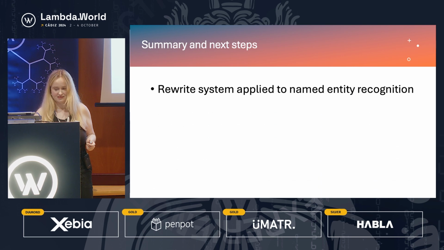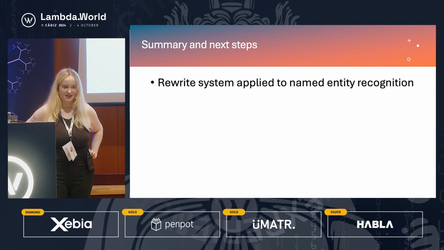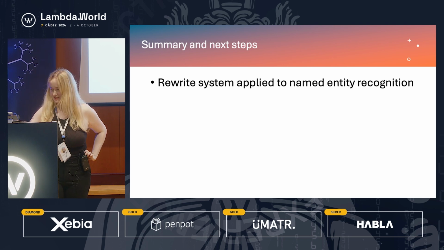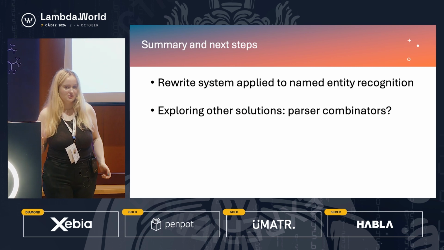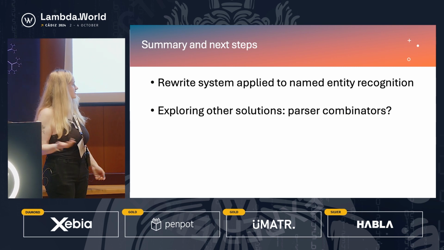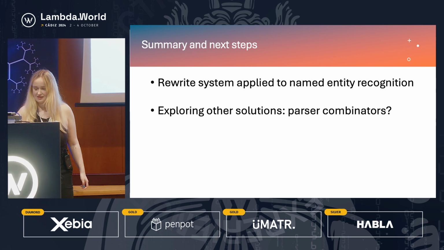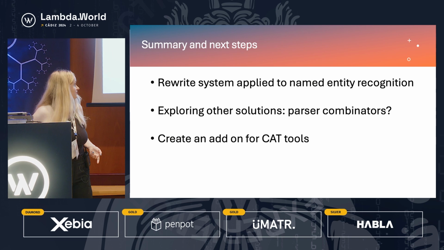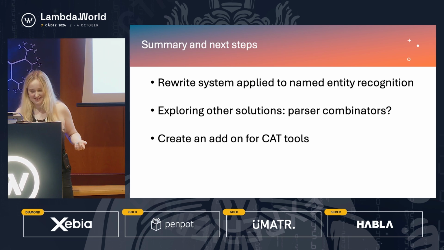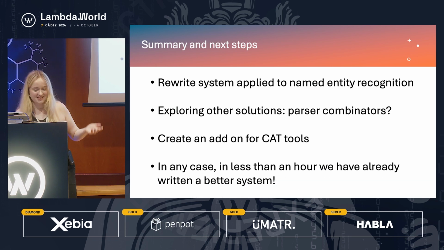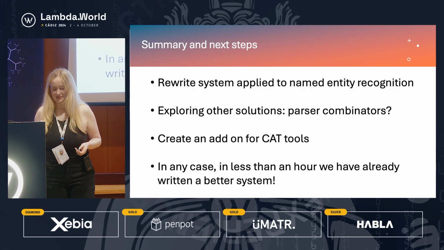So here we've seen how I've applied rewrite rules to a named entity recognition problem. I think there are probably other solutions that are also appropriate for this case. I could look into parser combinators, for example, and compare that approach to see which one is better. Or I could even create an add-on for CAT tools and charge money for it, because I don't know why they haven't solved this issue yet. I don't think it's that hard. In any case, in less than an hour, we've already written a better system than all of these existing tools that have been on the market for 20 years.